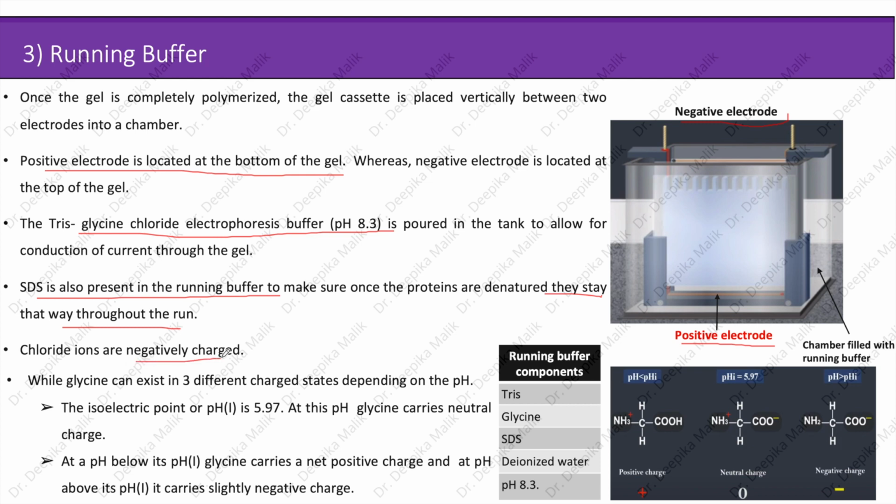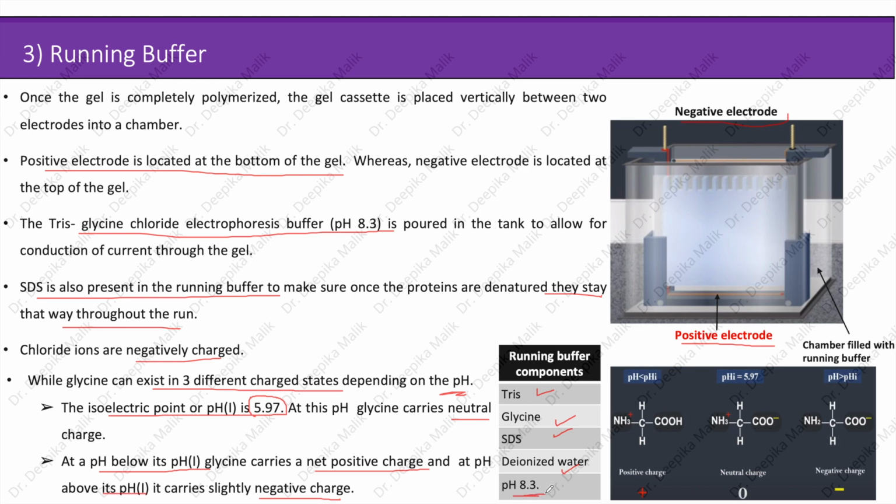Chloride ions are negatively charged, while glycine can exist in 3 different charged states depending on the pH. The isoelectric point of glycine is 5.97. At this pH, glycine carries neutral charge. At a pH below its isoelectric point, glycine carries a net positive charge, and at a pH above its isoelectric point, it carries a slight negative charge, as you can see here in the diagram. The table here shows the running buffer components that includes tris, glycine, SDS, deionized water and a pH of 8.3.